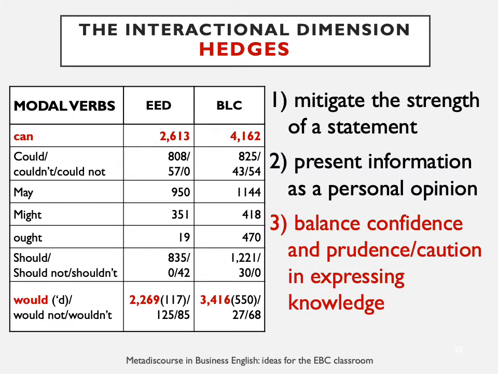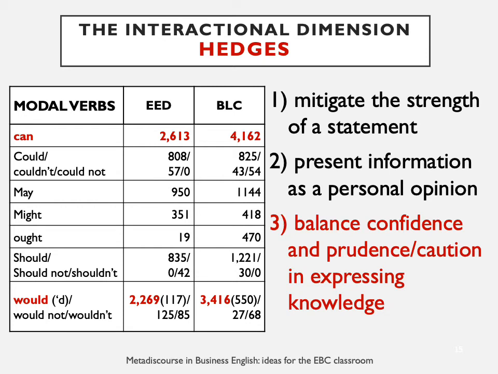Still within the interactional dimension, I searched and counted all hedges from Hyland's list, and I am reporting in this table only the most frequent ones in the corpora, the modal verbs. Modality indicates the degree of confidence, prudence, and caution in expressing a certain knowledge. As you can see from the table, the modal verbs can and would appear to be among the most frequent hedges.